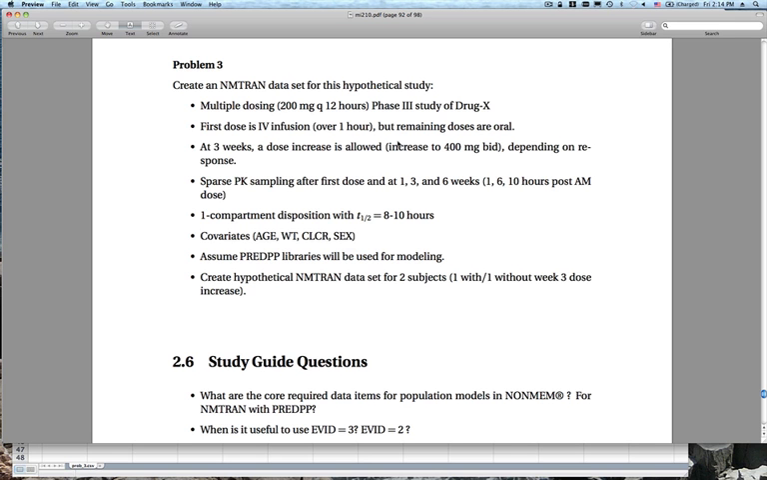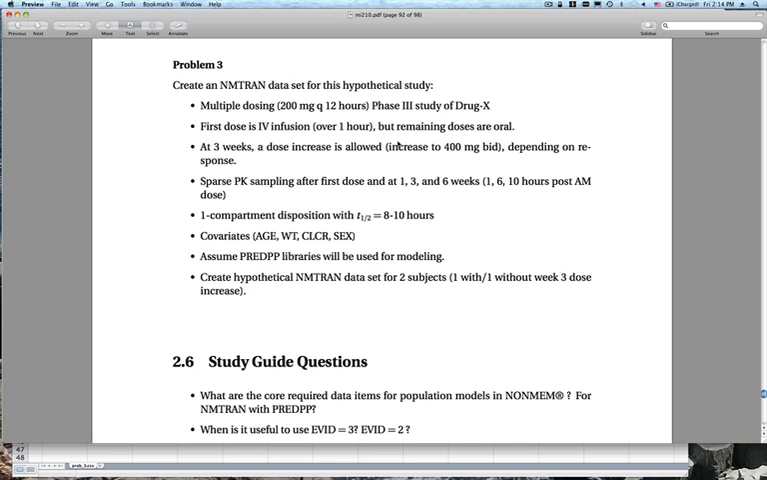So there's sparse sampling after the first dose and at different weeks, all at the same times post the AM dose. We've got a one compartment model with a half-life of 8 to 10 hours. And the reason we're identifying this is because we've now got a multiple compartment system. We need to know how many compartments so that we can number things appropriately in the CMT data item for doses and observations and so on.